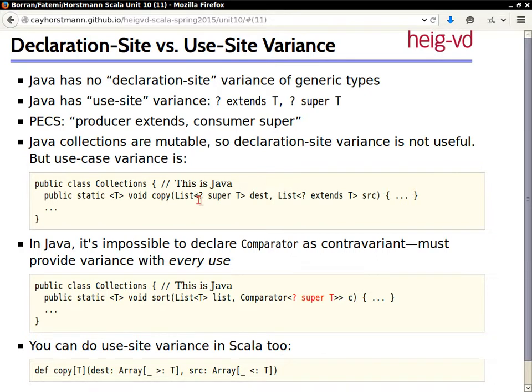And so the solution in Java is what's called use site variants, that you define at the site where you define the function, not where you define the class, how the stuff should vary. And so the syntax in Java is a little bit funny. You use these wildcards. So here we have a list of some supertype of T, and that's the destination, and some subtype of T, and that's the source. So you could put a list of graduate students into a list of people. So T would be students in this case, and that would work fine. Why does it say question mark super T, and here it says question mark extends T, and it's not question mark sub T?